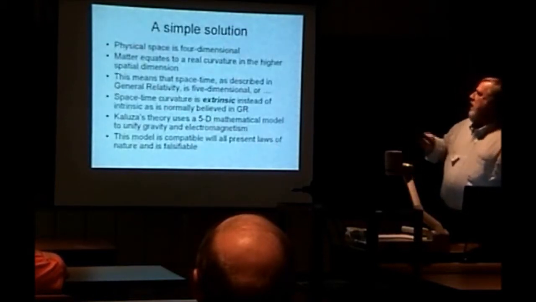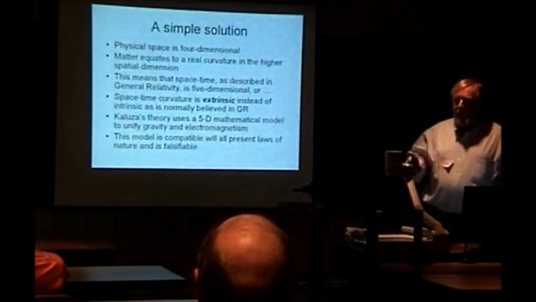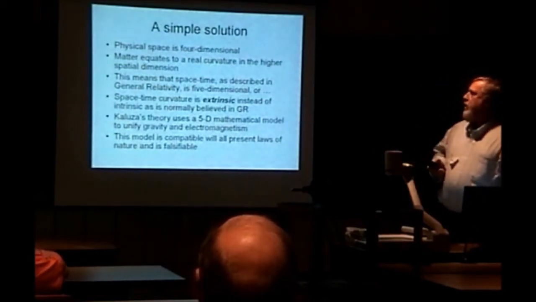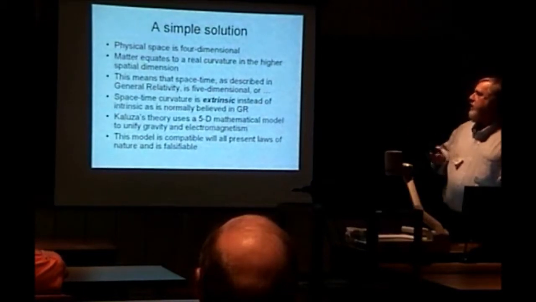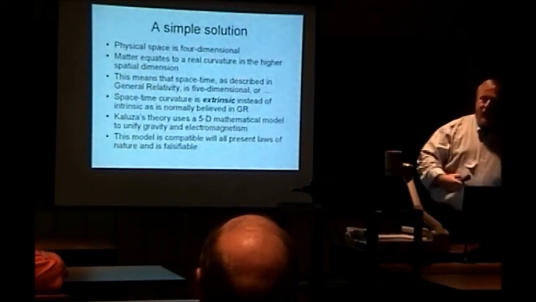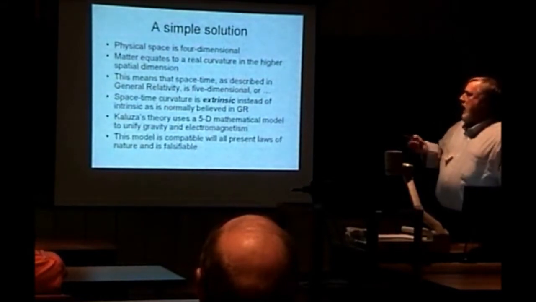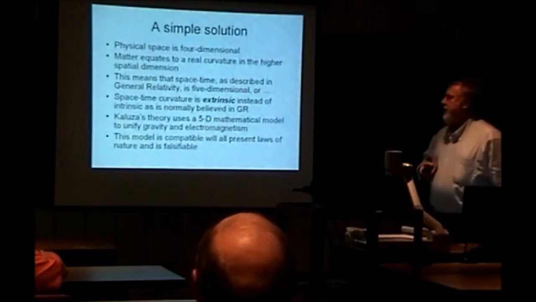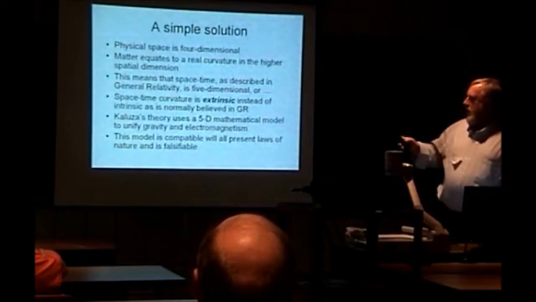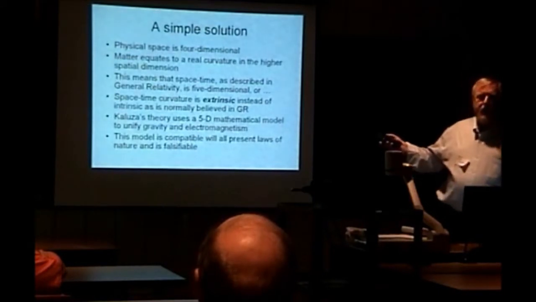Now there is a simple solution, very simple. Assume space, physical space, is four-dimensional, not space-time. A fourth dimension of space means a fifth dimension for space-time. Matter equates to real curvature in the higher spatial dimension. This means that space-time, as described in general relativity, is five-dimensional. In other words, space-time curvature is extrinsic to our four-dimensional space-time, whereas it's normally considered intrinsic in general relativity. We already have a theory of this called Kaluza's theory, developed in 1921, which used a five-dimensional mathematical model to unify gravity and electromagnetism. This model that I'm proposing is perfectly compatible with all the physical laws of nature and is falsifiable.